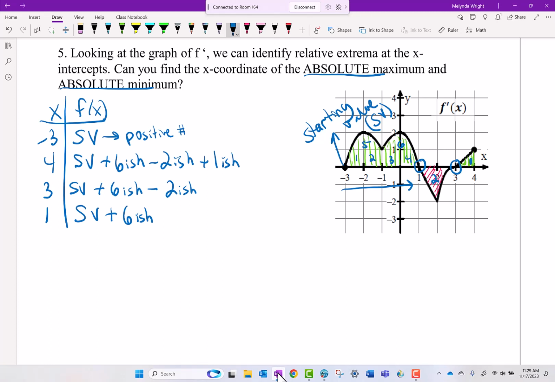So we're going to say absolute min is at, and they just want the x coordinate because we don't know the y coordinate, at x equals -3. That's the absolute min.